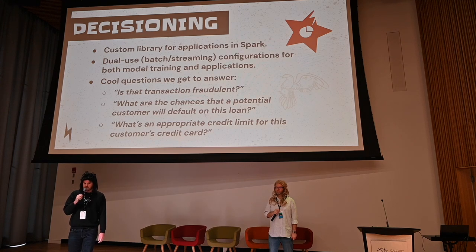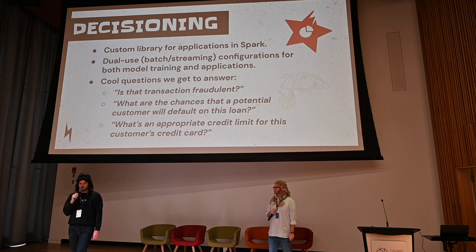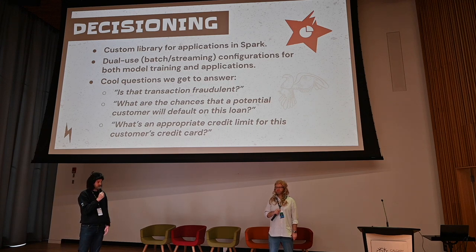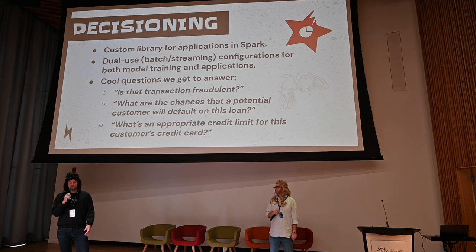Moving on, decisioning. This is kind of a cool space, but really the point of this slide is to talk about the ways that we handle the various questions that we get and when real-time decisions need to be made. And there's a lot of these. I listed three because it's easier to talk about the same things, but, you know, is this transaction fraudulent? What are the chances that a potential customer is going to default on this loan if I offer it to them? What's an appropriate credit limit for this customer's credit card?